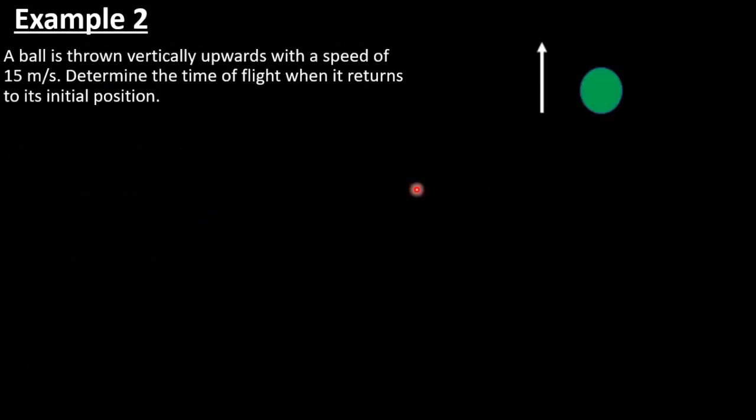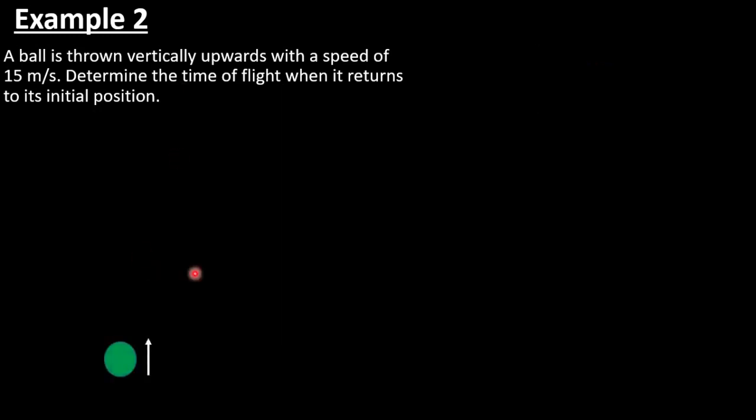So let's have a look at example 2. A ball is thrown vertically upwards with a speed of 15 meters per second. Determine the time of flight when it returns to its initial position. So it's thrown from the bottom, from some point, with a speed of 15 meters per second. That's the speed that it was released with. Okay, and then that's going to go up, and then it's going to decelerate, get to a point, and then fall down again. Again, pause the video, have a go at this.